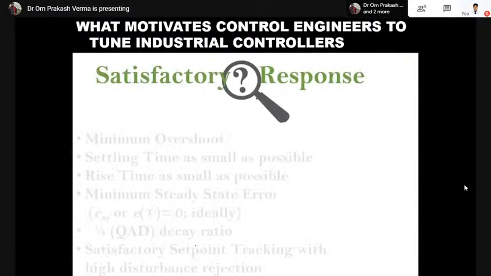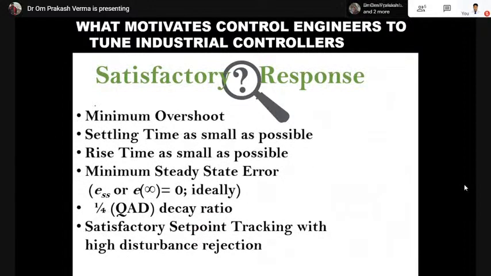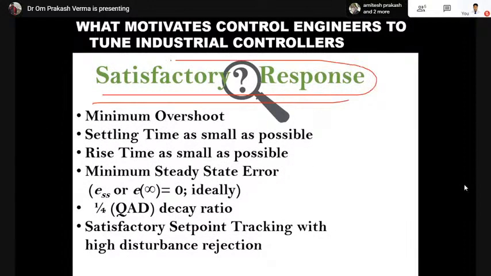What is the meaning of satisfactory response? What is the meaning when I am saying satisfactory response or the optimum response? What does this mean? Optimum doesn't mean maxima. Optimum doesn't mean minima.